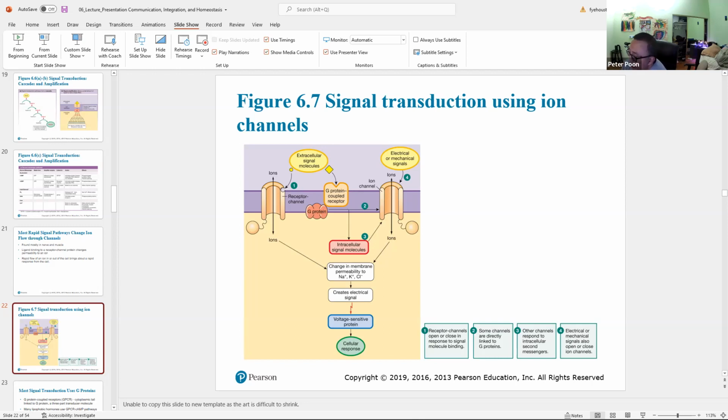Very quick, very fast, efficient response. However, the problem with this is there's very little modulation. So it's either on or off. There's not a dimmer switch attached to this. So it's hard to modulate, but for on/off, this is the most efficient way.